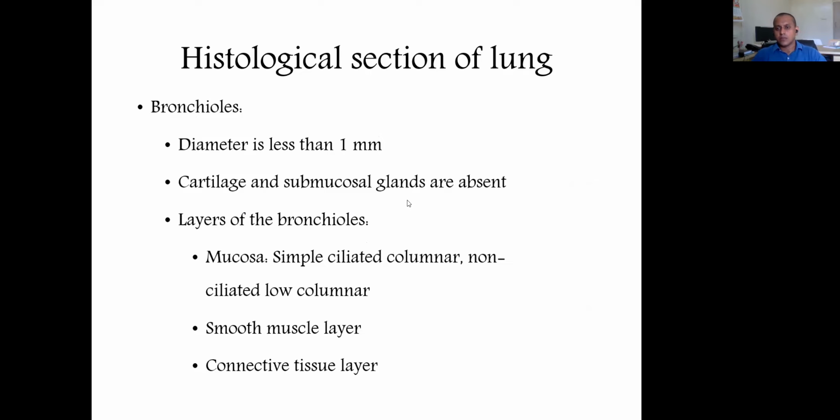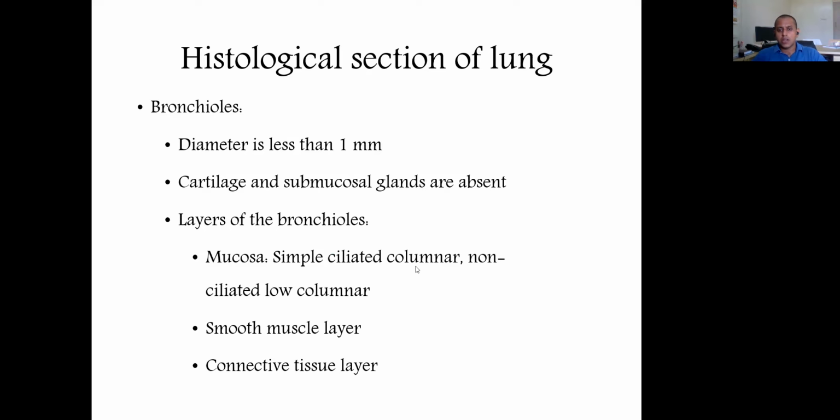So the layers are obviously the mucosa, smooth muscle layer, and the connective tissue. Which layer has been lost? The layer of submucosa and the layer of cartilage have been lost from the bronchus. The bronchus had 5 layers: mucosa, submucosa, smooth muscle layer, cartilage, and the connective tissue. Here it is the mucosa, smooth muscle, and connective tissue.